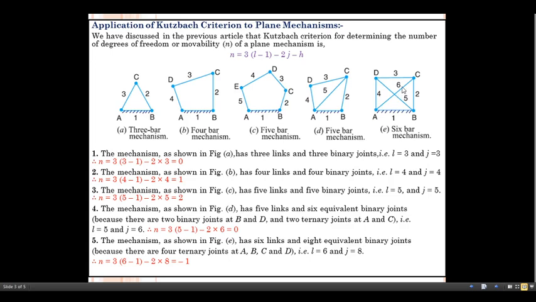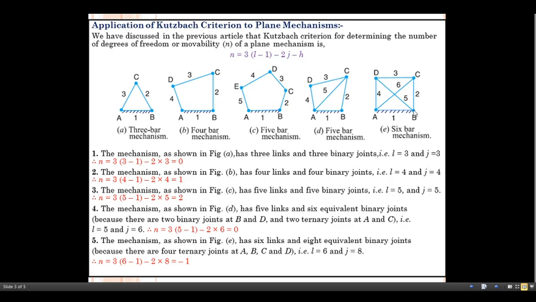Now, first of all, see the total number of links, which is 6, and count the joints. In this case, there is no binary joint. Don't consider this joint as a quaternary joint because only this link overlaps with this link. Link number 5 overlaps with link number 6. Don't consider this as any joint. Where a dot is shown or pins are available, you have to consider those joints only for the calculation of the number of degrees of freedom.